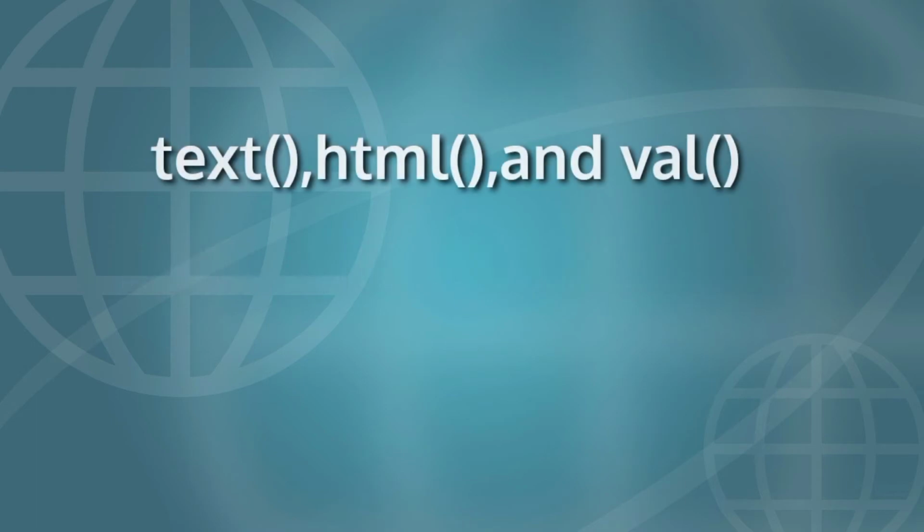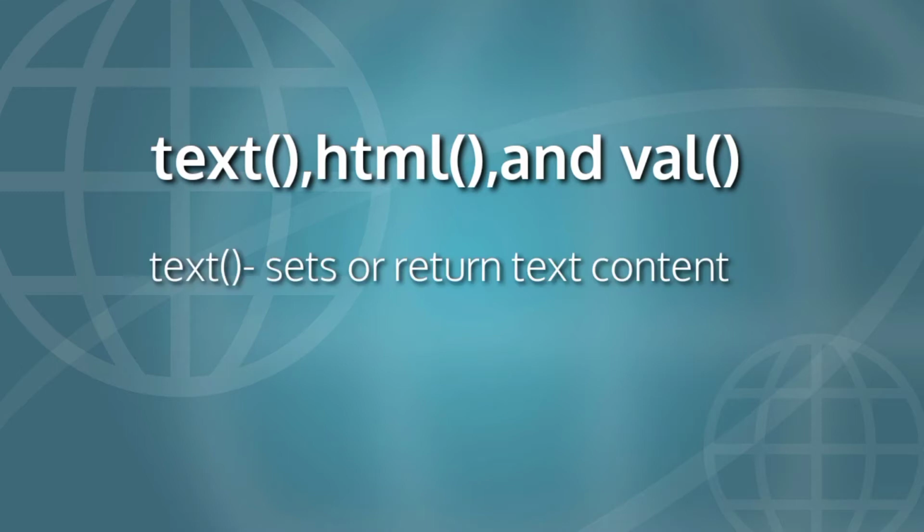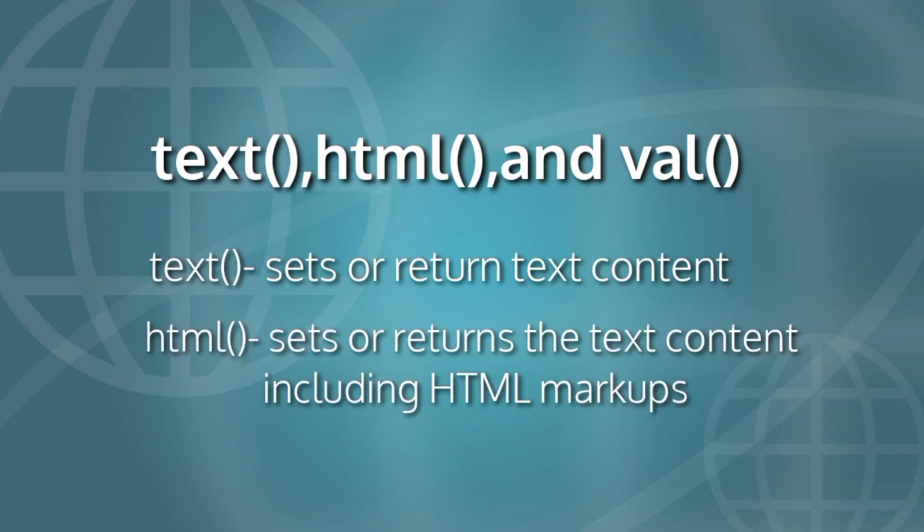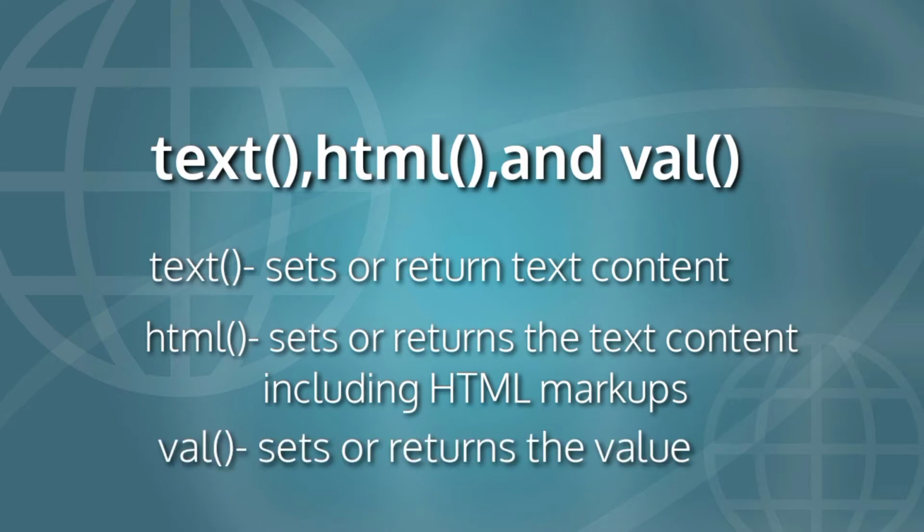So there are three simple and useful jQuery methods for DOM manipulation. The first one is the text method. It sets or returns the text content of selected elements. The second one is the HTML method. It sets or returns the content of selected elements including HTML markup. And the last one is the val method. It sets or returns the value of form fields.